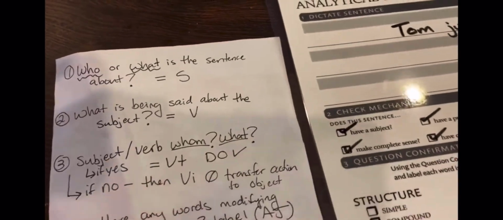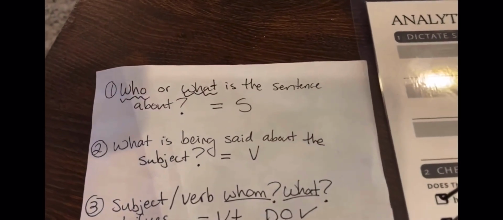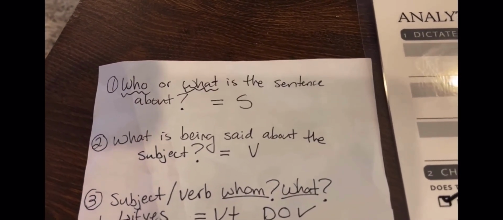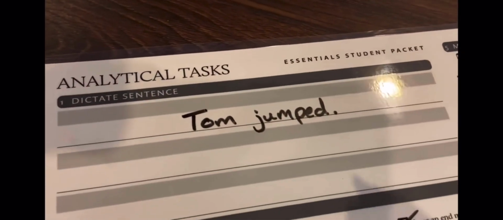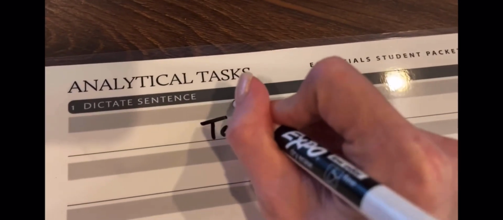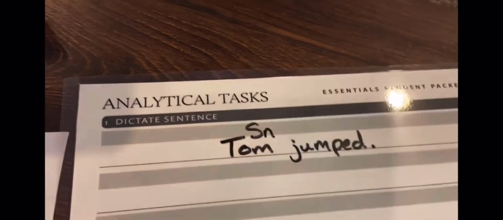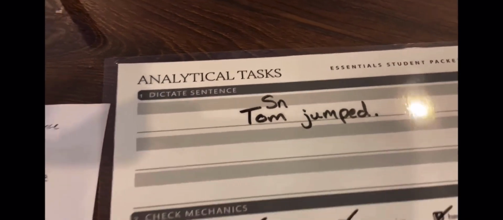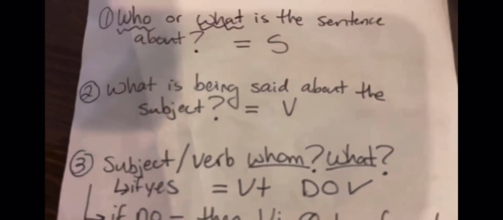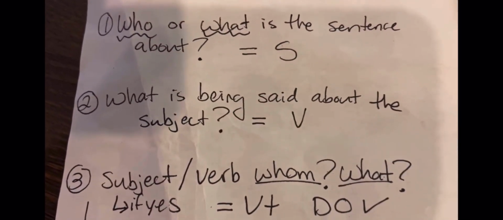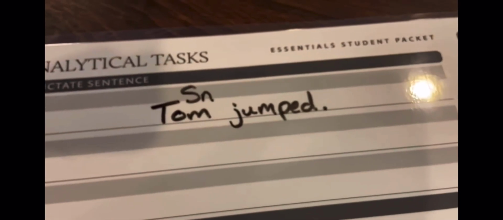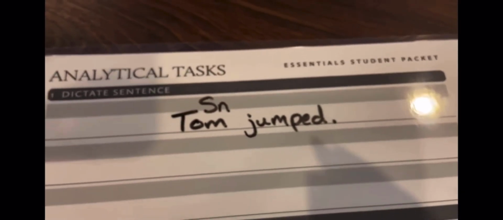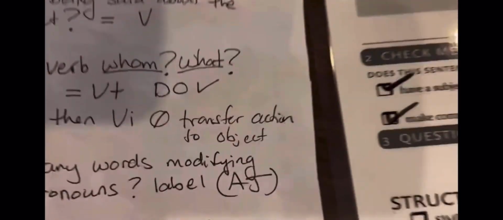So the very first question we're going to ask is, who or what is the sentence about? And that's going to tell us the subject. Tom. Yes, Tom is our subject. Is Tom a noun or pronoun? Noun. So we label it subject noun. What's our next question? What is being said about the subject? So what is being said about Tom? Tom jumped. Okay, so that tells us our verb, right?